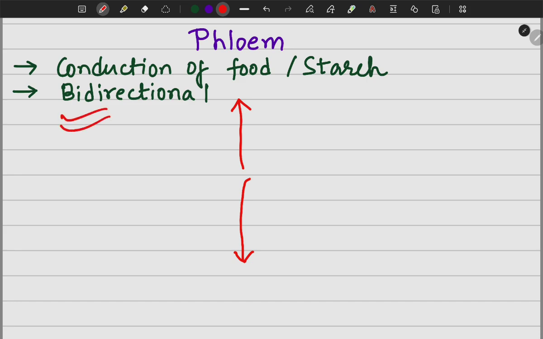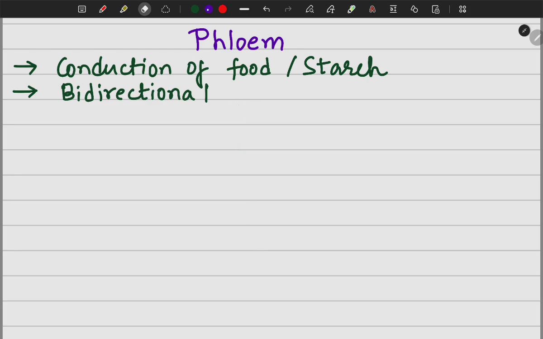Whereas in xylem, we studied that xylem transports water only in one direction. There is only one way transport from roots to the upper parts of the plant, right? So this is an important point, please remember it. Xylem conduction is unidirectional, phloem conduction is bidirectional.